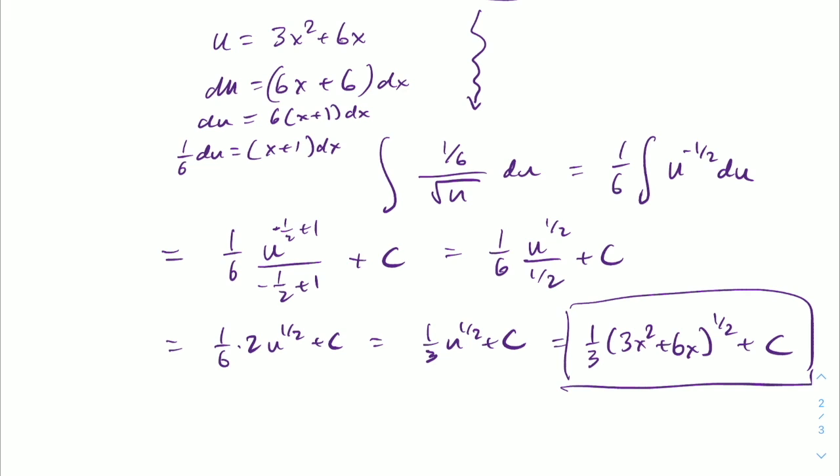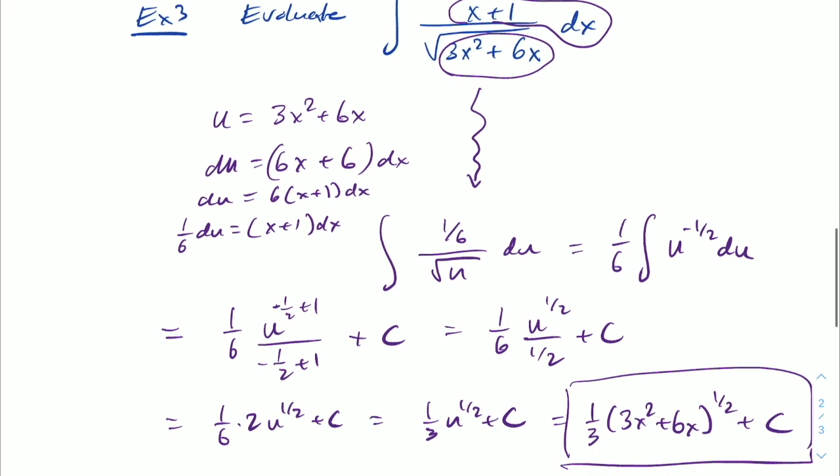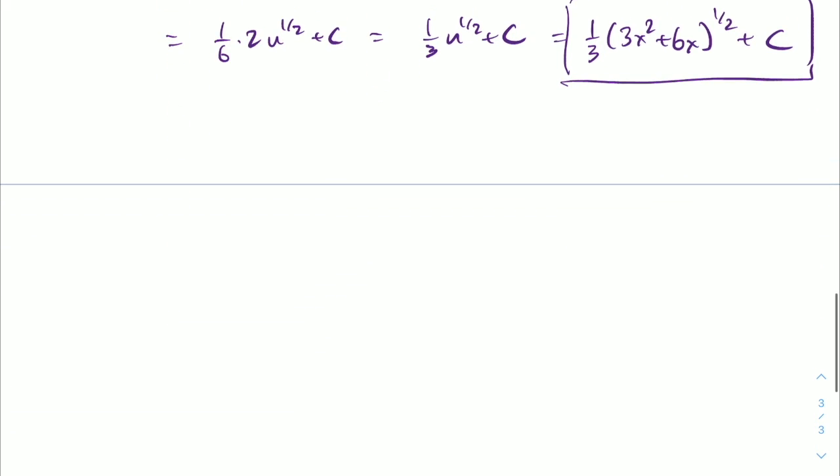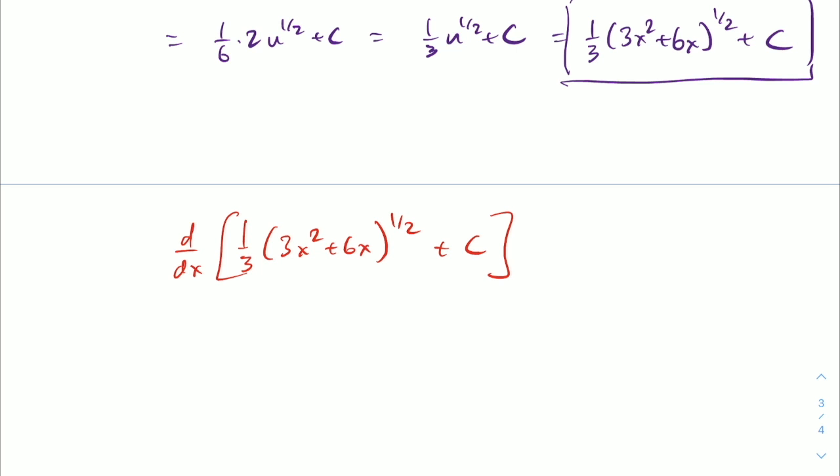And it might be a good idea at this point to differentiate this answer and see that we get our original integrand, our original function. So let's do that really quick. Let's take the derivative of our answer using the chain rule. If we differentiate the 1/2 power, we get a 1/2 coming down, 3x squared plus 6x to the negative 1/2. And then all times the derivative of the inside, which is 6x plus 6.